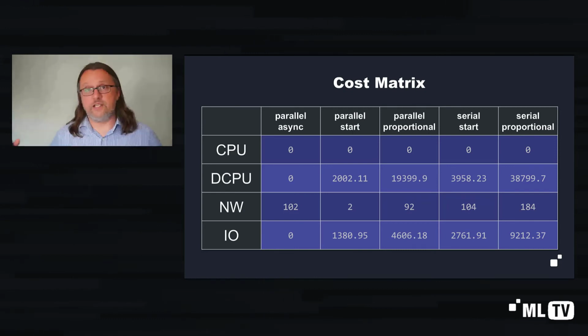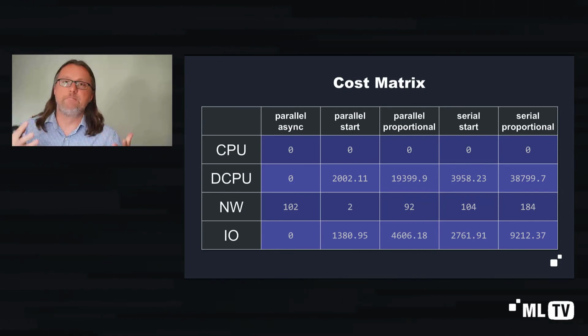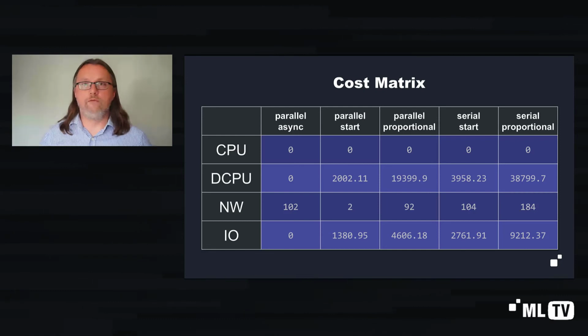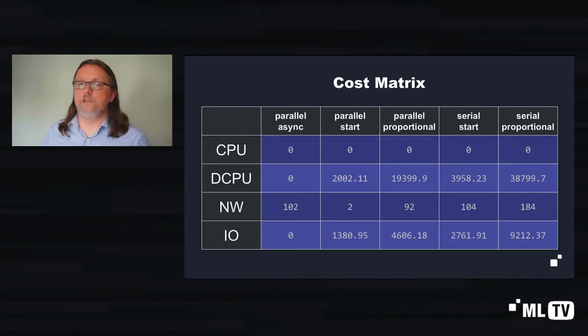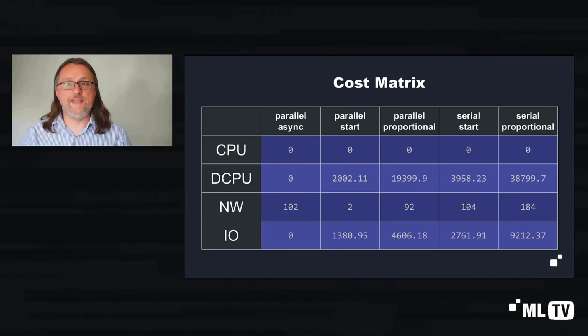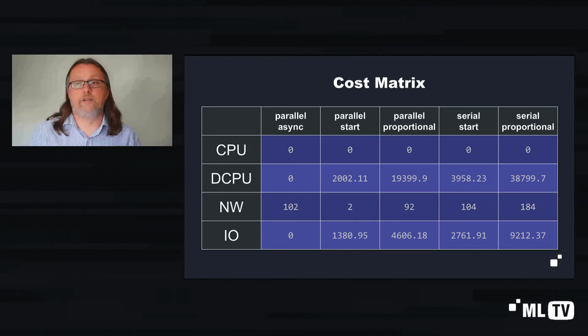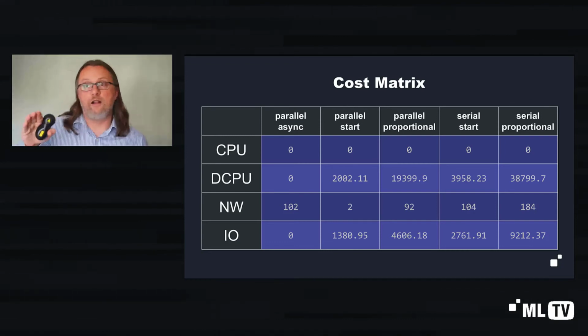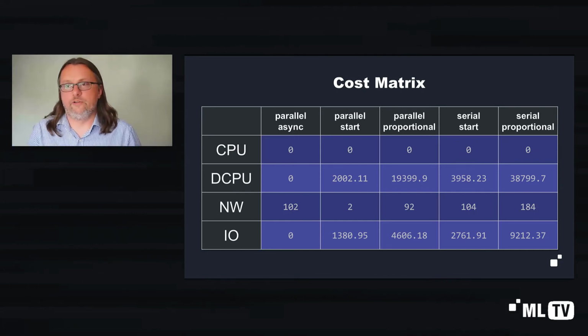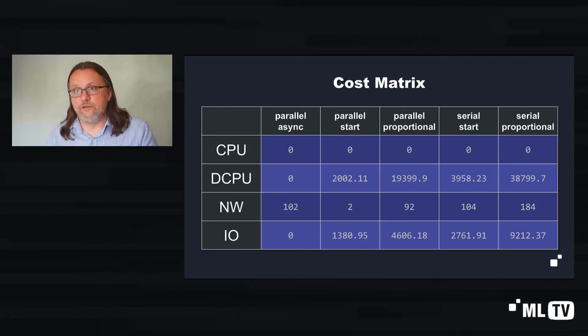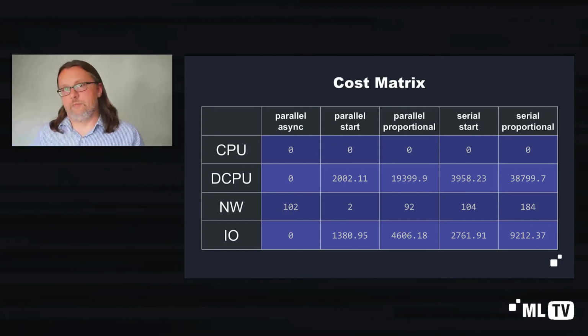So all of those things together result in this matrix view of the cost of a query. The rows are the different things that we measure: CPU, DCPU, network, and I/O. And the columns are the things that we're measuring. So you can see there the parallel columns. They've got parallel async, parallel start, parallel proportional. But with serial, you just have serial start and serial proportional.